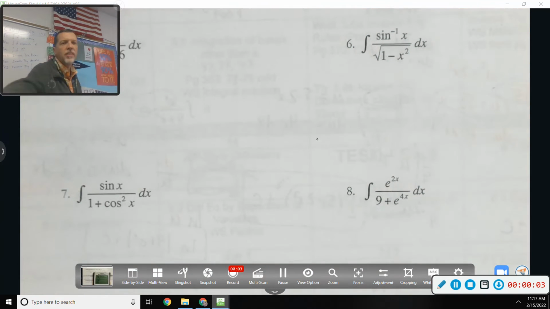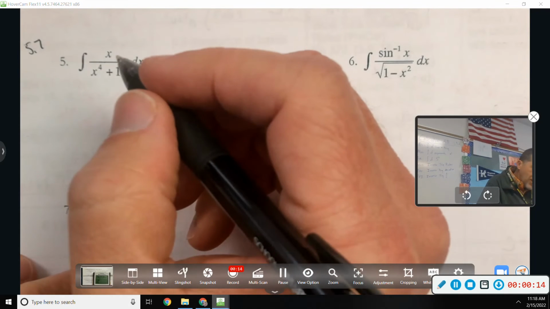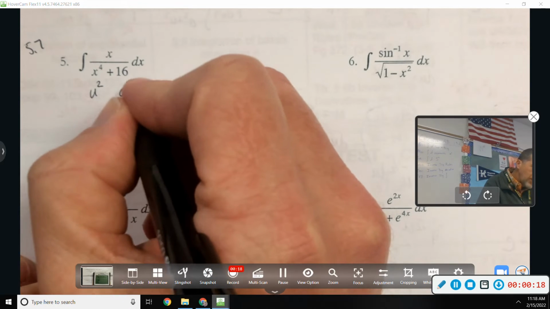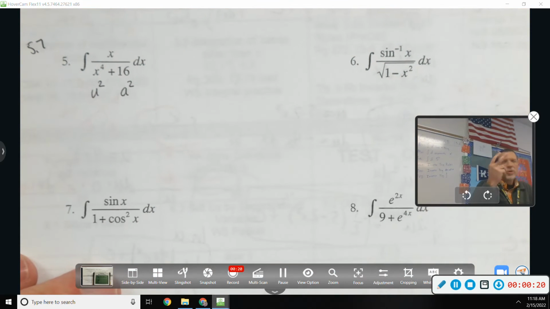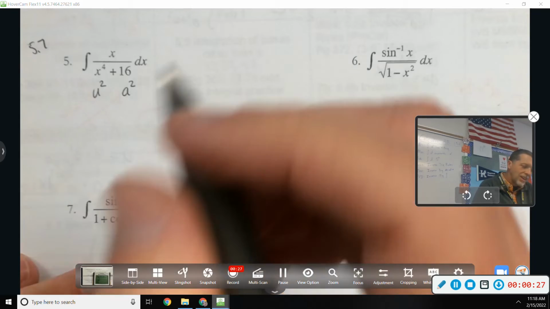Worksheet 5.7, number 5. Okay, so what is it? What are you thinking it looks like? Okay, I agree. It looks like inverse tangent, but that would need to be u squared and a squared. It also put them in reverse order, but it's addition, so the order doesn't matter. Did that solve your problem, maybe? Maybe. I think we should keep going.